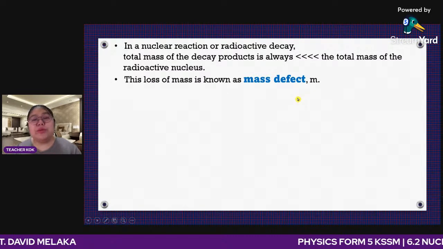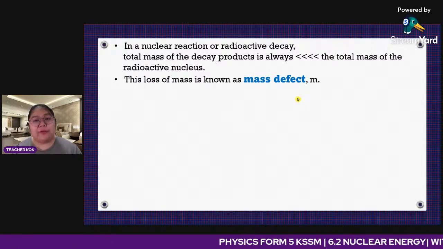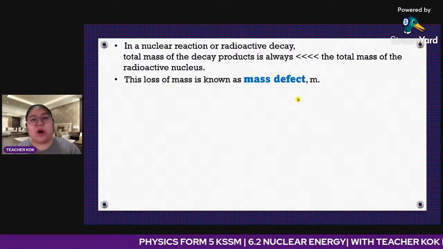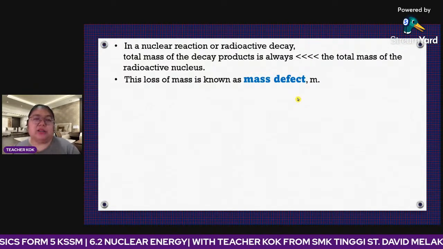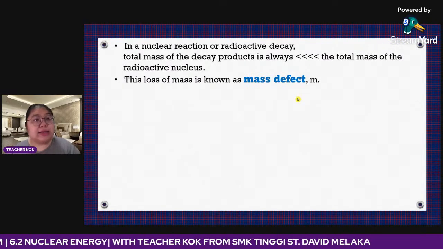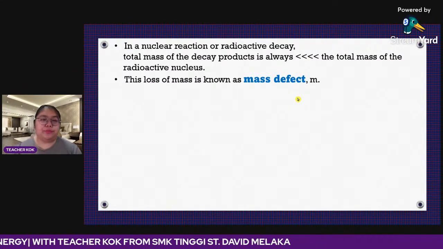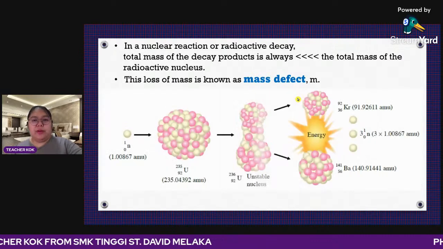Another word, we say there's a mass loss. After the decay, some of the mass is lost. Where is it lost? It is lost as energy, as nuclear energy. So from here you can see this part.